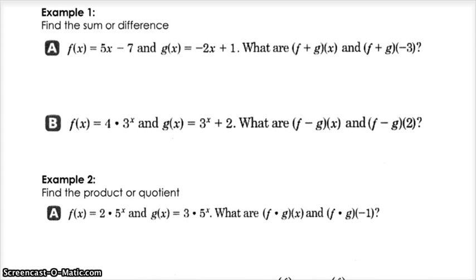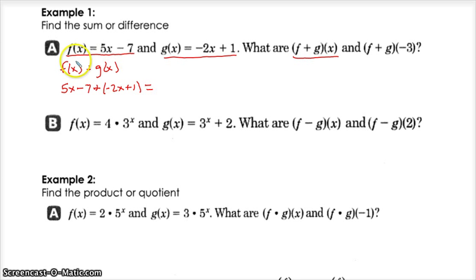And we're going to find the sum or the difference of the functions given. So in the first example, in A, I have the function f of x equals 5x minus 7, and I've got g of x equal to negative 2x plus 1. So the first step is to add f plus g of x. Well, we know from the table above that that's the same thing as doing f of x plus g of x. I can see that f of x is 5x minus 7, and g of x is negative 2x plus 1. I'm going to put that one in parentheses, just so we can clearly see which two functions I'm adding together.